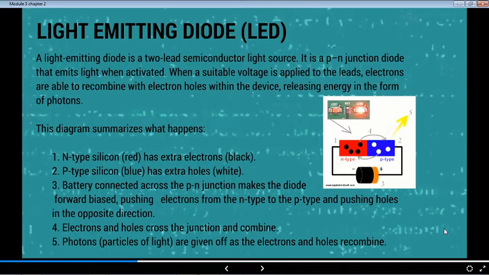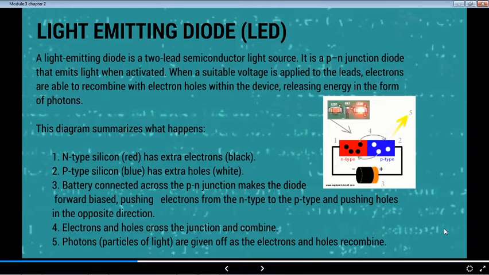A light emitting diode is a two-lead semiconductor light source. It is a PN junction diode that emits light when activated. When a suitable voltage is applied to the leads, electrons are able to recombine with electron holes within the device, releasing energy in the form of photons. The diagram shown summarizes what happens.